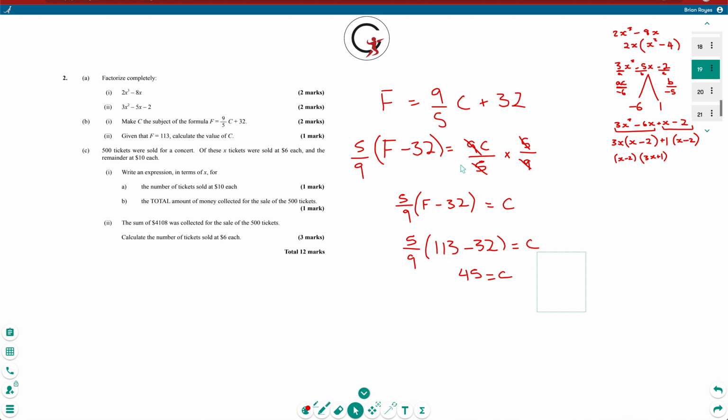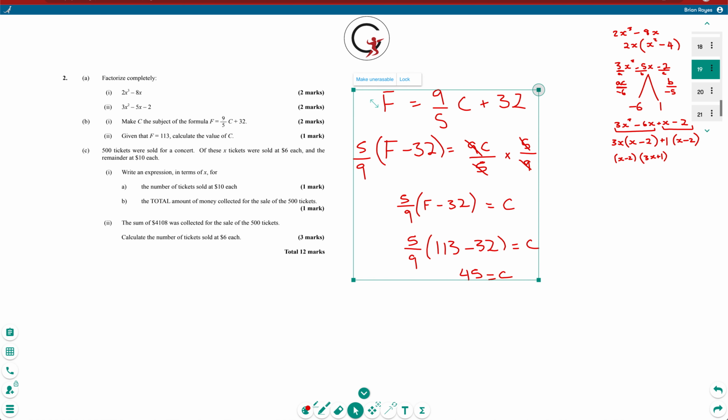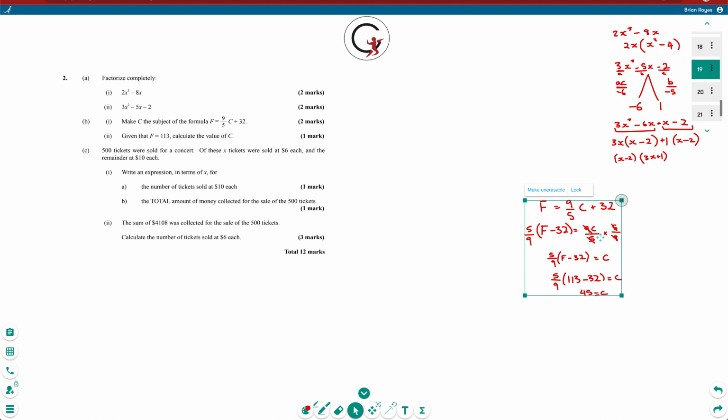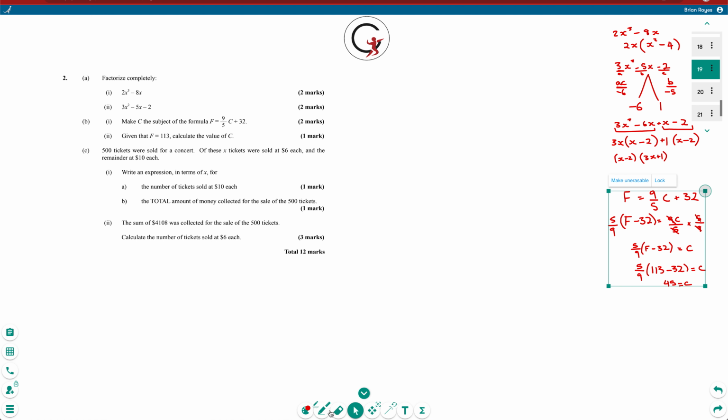All right, I'm going to minimize this again and we're going to move on to the next question, which says, 500 tickets were sold for a concert. Of these, X tickets were sold at $6 each and the remainder at $10 each. So what I'm thinking is that this is actually a hidden systems of equations or simultaneous equations problem.